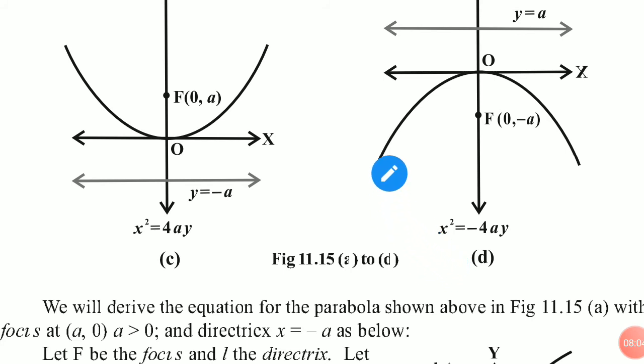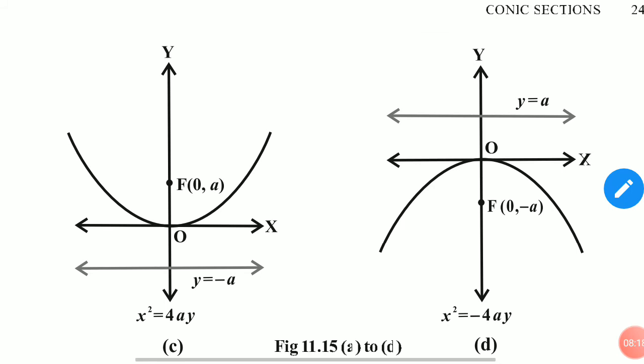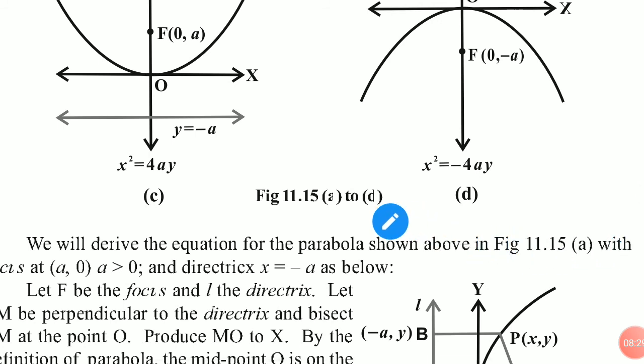The same for this: when this parabola moves downside on the negative y-axis, obviously the coordinates of the focus 0, a become 0, minus a, and the equation of the directrix, y equal to minus a, becomes y is equal to a, means everything is opposite. So for the equation of the parabola, here also the symbol will change. Here x square is equal to 4ay, now it becomes x square is equal to minus 4ay. So I have explained all four possible ways of parabola.